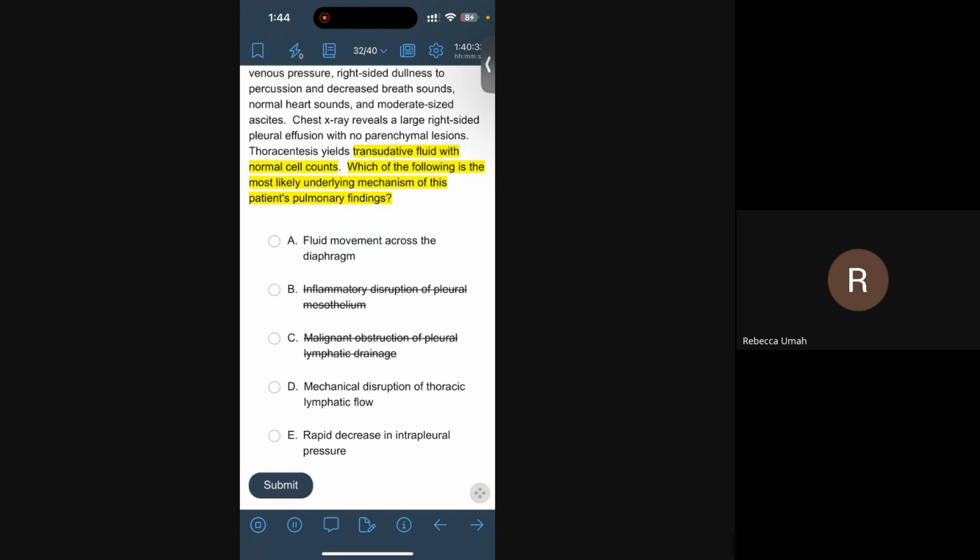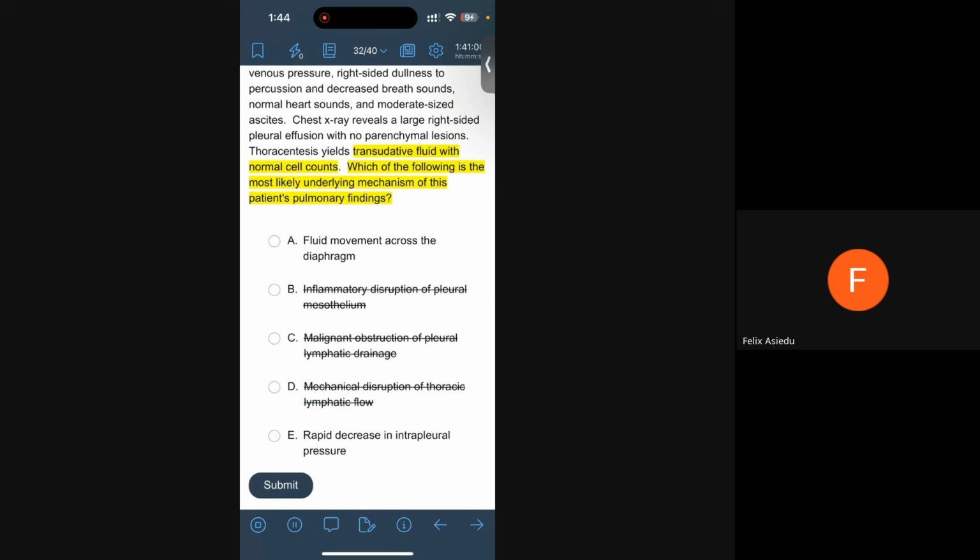Is that exudative or transudative? Exudative, because hydrostatic pressure will not increase in this case. Lymphatic obstruction is exudative. We have done one question on that, remember? Okay, now we are left with two options, A and E.